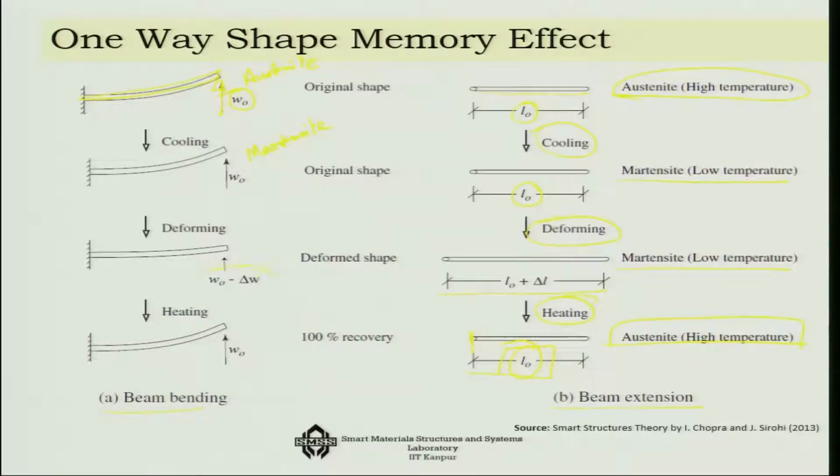Now suppose I change the load, then there will be a deformation, a change of curvature immediately, as you can see, that is going to happen to the system. And now if I heat it up, what will happen? It will once again, no matter whatever the load is, go back to that original shape. So it will once again regain that original shape that was there in the system. So that is the beam bending effect, the one-way shape memory effect in beam bending.